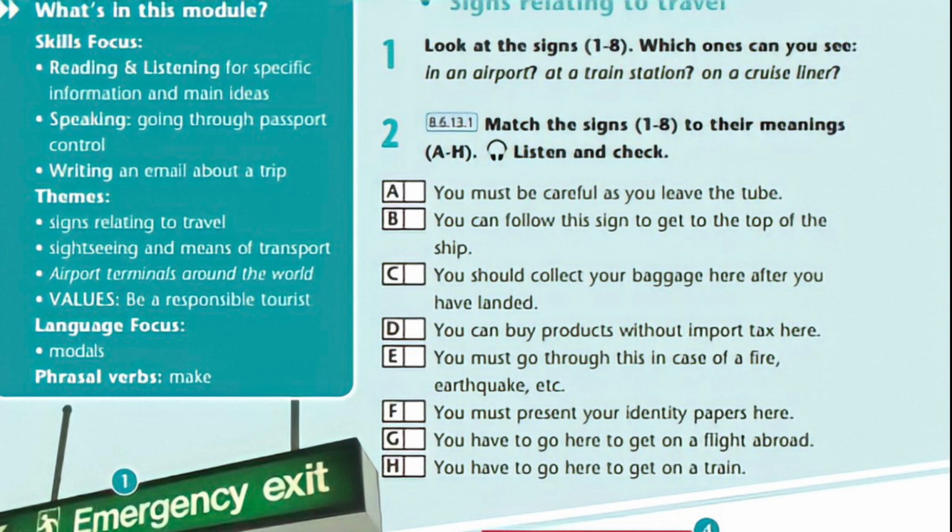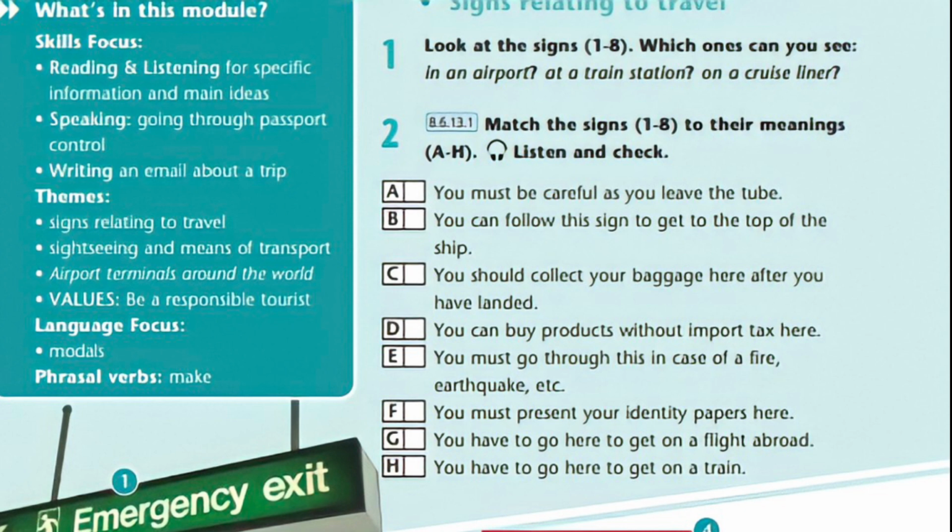Listen and check. A. You must be careful as you leave the tube. B. You can follow this sign to get to the top of the ship. C. You should collect your baggage here after you have landed. D. You can buy products without import tax here.